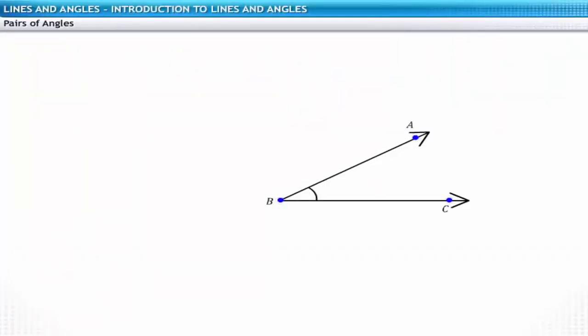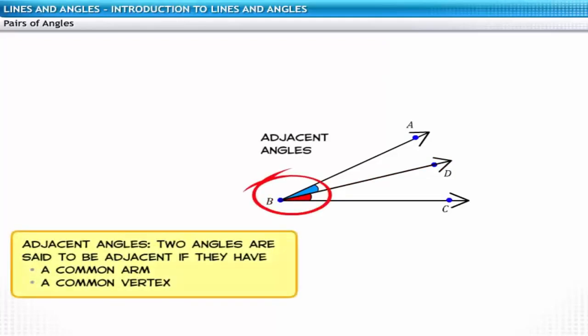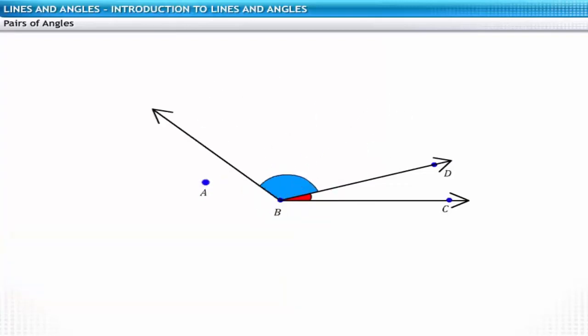Consider the angle ABC. Pass the ray BD through the vertex such that it divides the angle ABC into 2. The two angles that are formed are angle ABD and angle DBC. These angles have a common arm BD and a common vertex B. Two angles are said to be adjacent if they have a common arm and a common vertex. Observe the adjacent angles ABD and DBC.